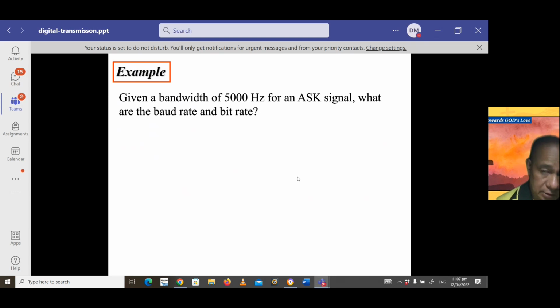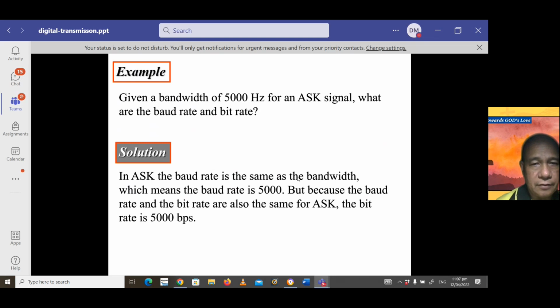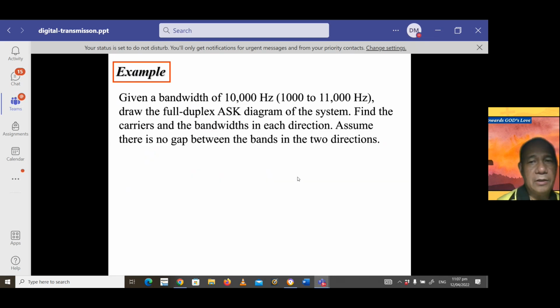Next, 5,000 bps for an ASK signal. What is the baud rate? It's still the same in ASK, because the baud rate and the bit rate are the same, so the bit rate is 5,000 bits per second, for a full duplex. When it's full duplex, you need two pairs.